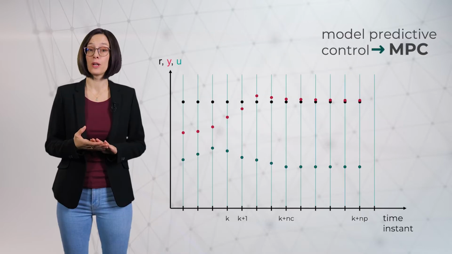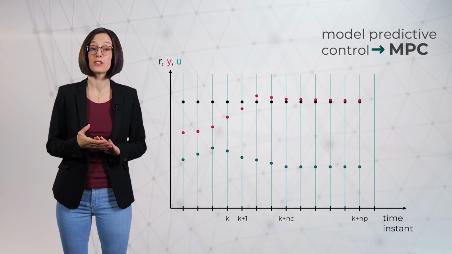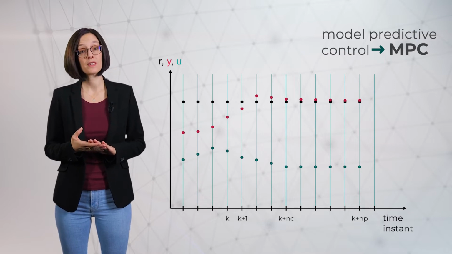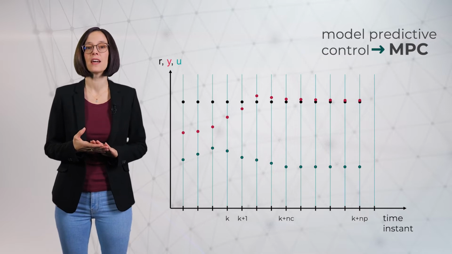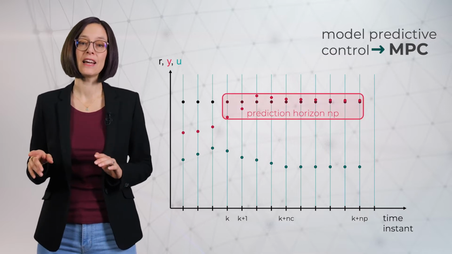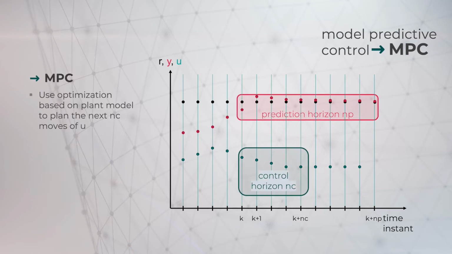The idea of MPC is to use the process model for predicting the future trajectory of the process outputs Y across the so-called prediction horizon NP. See the region highlighted in red. An optimization algorithm computes the sequence of process inputs U along the so-called control horizon NC, such that Y tracks R. See the green region in the diagram.